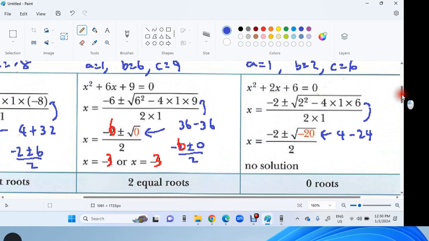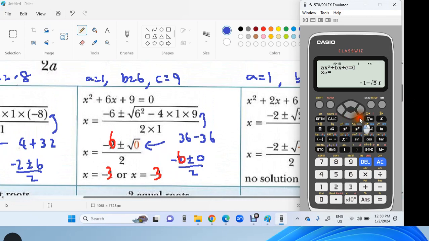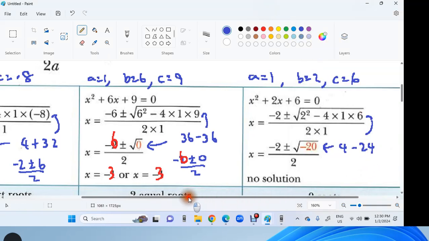From here, how can we get the square root 5i? Just now we had the square root of negative 20, and the calculator returned a Math error. But if I go to the second mode, that is the complex mode, now I have the square root of negative 20, and it will become 2 square root 5i. Okay, i is what? i is the imaginary number.